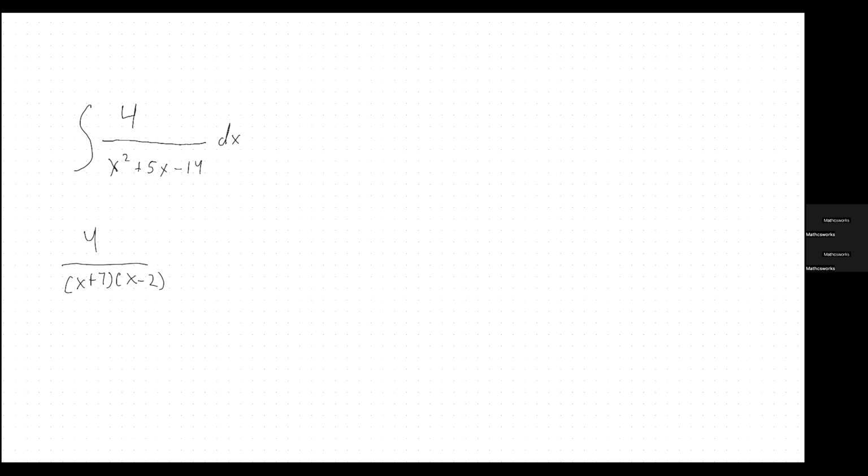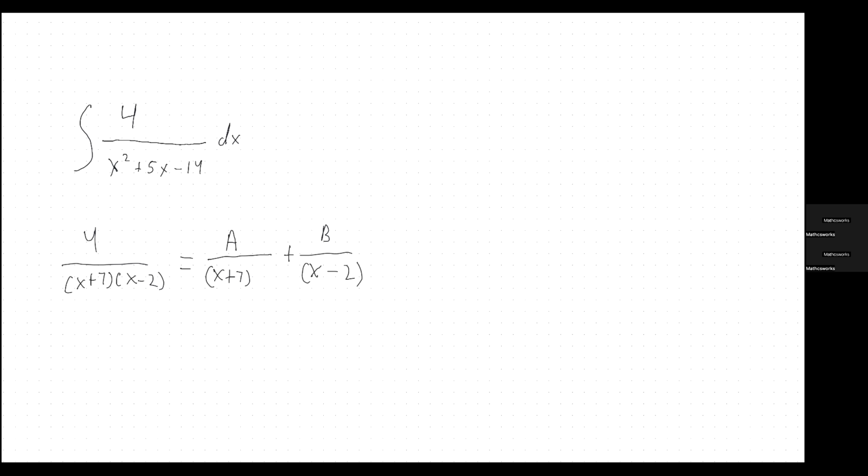So now using those roots, we put each of these roots under a letter. So it should look like this. A over x plus 7 plus B over x minus 2. So now that we have this, our next step would be to have a common denominator between both the x plus 7 and the x minus 2. So we would multiply the x minus 2 by the A and the x plus 7 by the B.